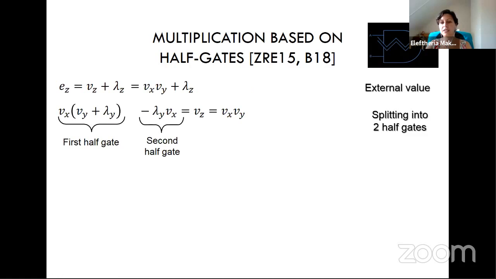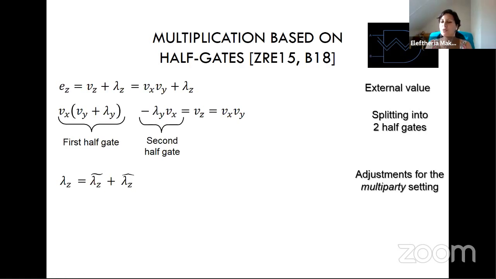How do we do that? We do it by splitting the problem into 2 half gates, because we are trying here to exploit the asymmetry between the garbler and the evaluator. We're trying to take advantage of the fact that the evaluator knows different things than the garbler. So we have 2 gates, the first and the second half gate, and as you can clearly see from the equation, this adds up to what we want to compute, Vx times Vy.